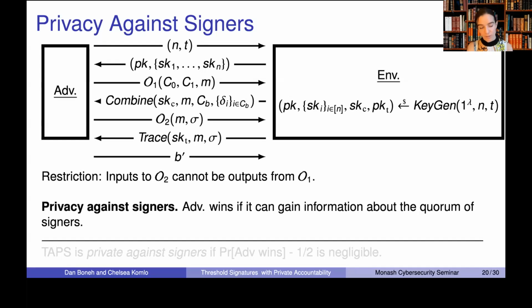And then we say that the scheme is not private against signers if the adversary can reliably distinguish when the bit B is used. So again, this is a distinguishing game. And basically it shouldn't be able to learn anything about either one of these coalitions of signers.